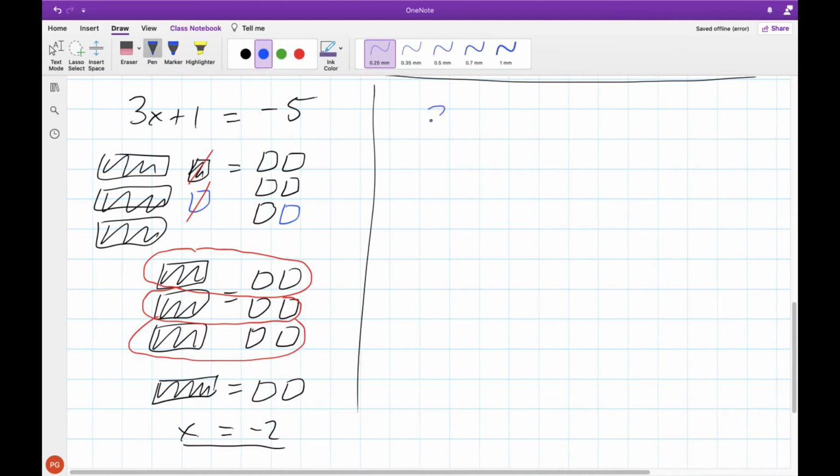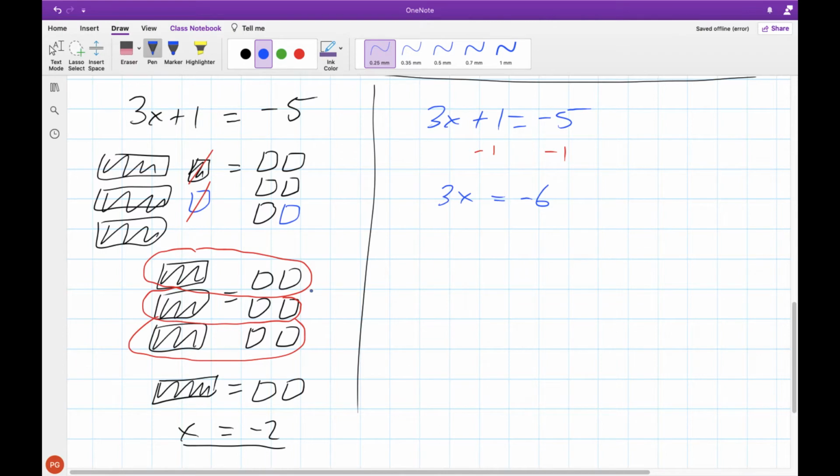If we wanted to solve this without tiles, now we can use these tiles to help us build up our intuition and what sort of techniques we want to use. First step, we're going to subtract 1 from both sides. We'll end up with 3x over here, because these will cancel out. Negative 5 minus 1 would give us negative 6.